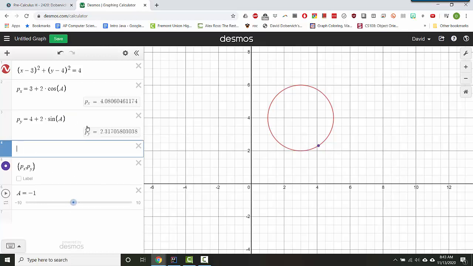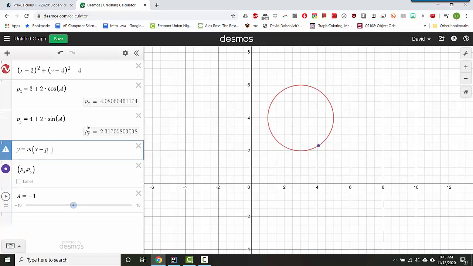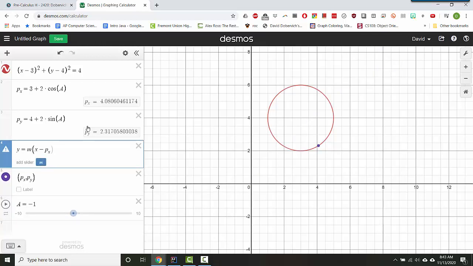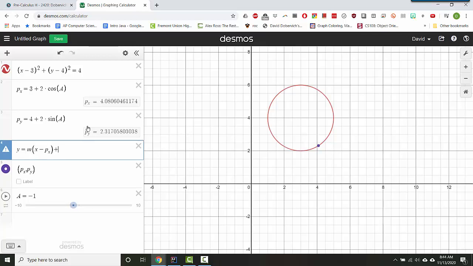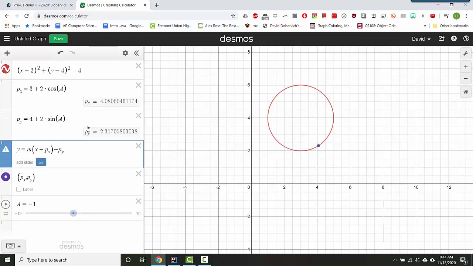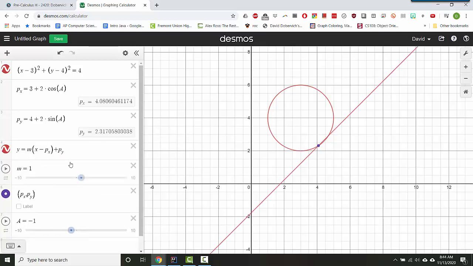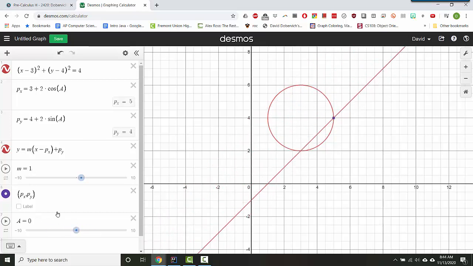So now I'm going to go ahead and define the line. And the line is going to be in this form: slope times x minus an x-coordinate I know is on my line, which is the same as the x-coordinate on the circle, plus a y-coordinate that's on my line. So now all I need to do is figure out what the slope should be. Right now the slope's just 1, and as you can see, as I move the point around, the slope isn't changing. So I need to calculate the m value as a function of the xy coordinates here.